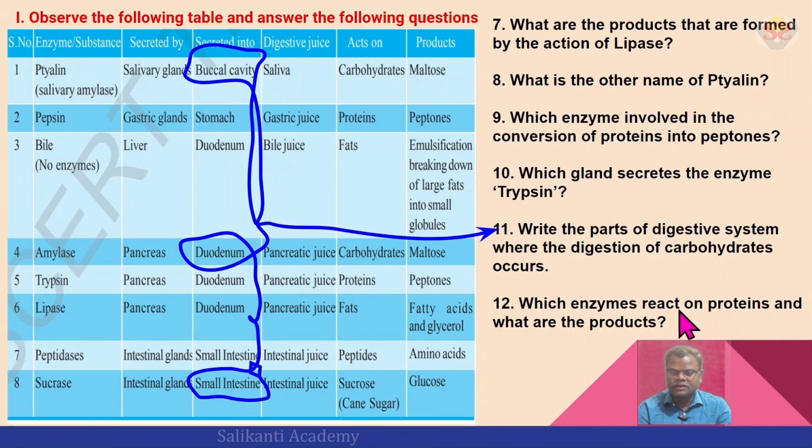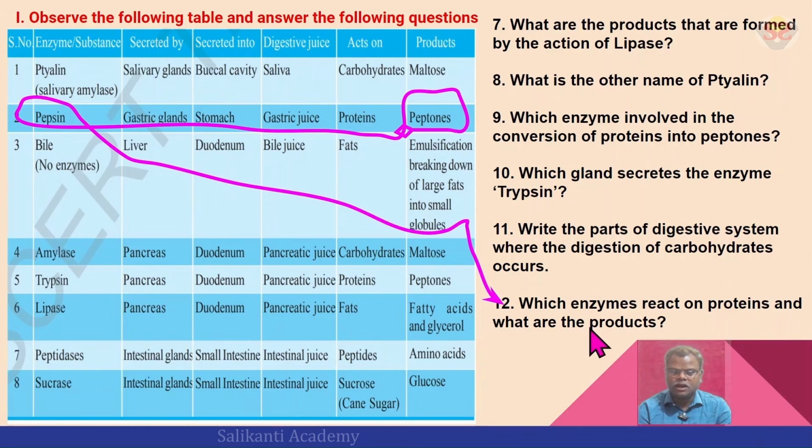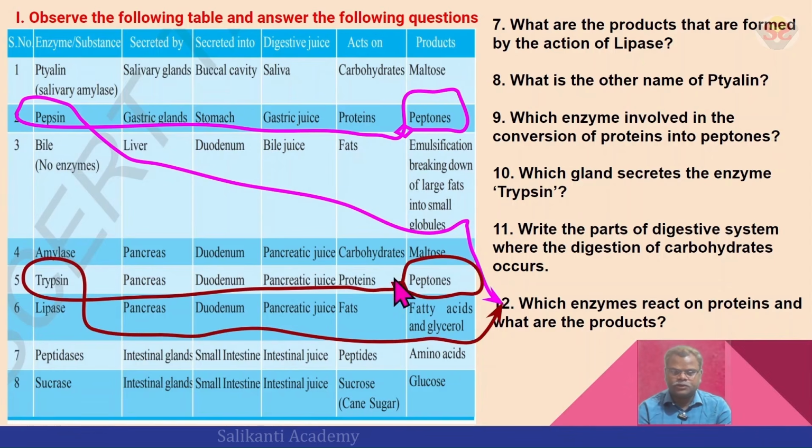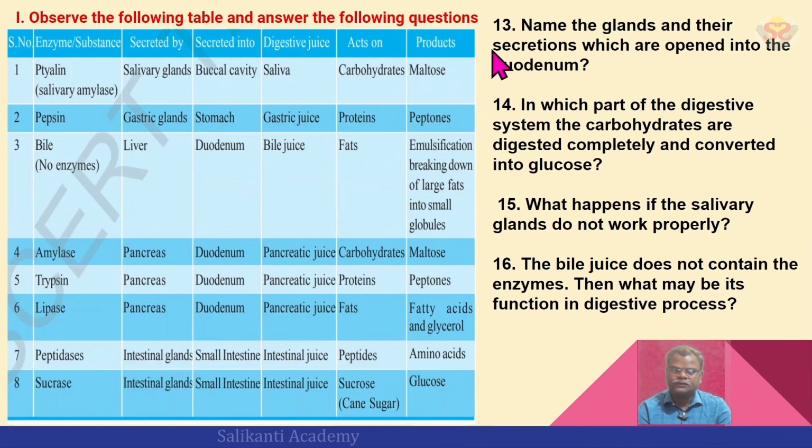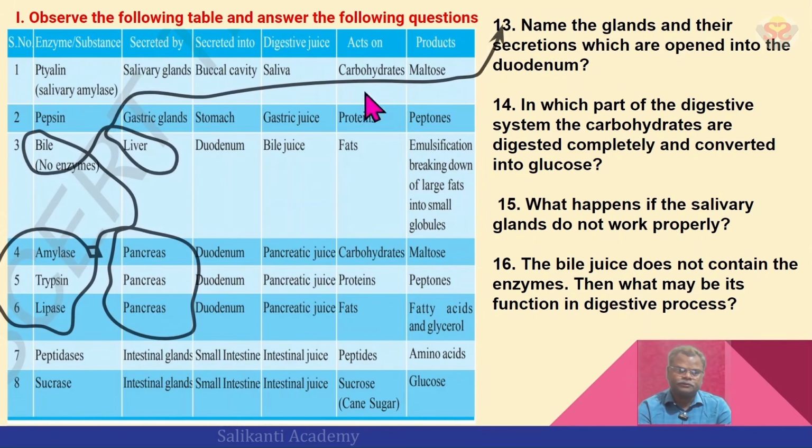Which enzymes react on proteins and what are the products? Pepsin reacts on proteins and gives peptones. Trypsin reacts on proteins and gives peptones. Peptidase reacts on peptides and gives amino acids as products. Name the glands and the secretions which open into the duodenum. Gland is liver, secretion is bile. Pancreas is a gland, secretions are amylase, trypsin, lipase.